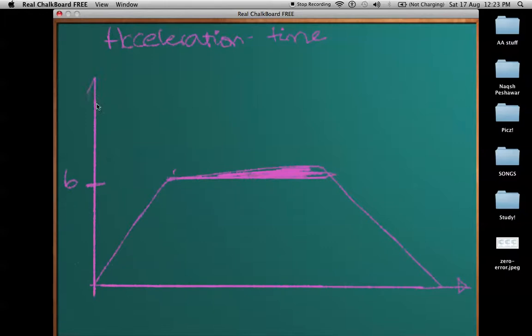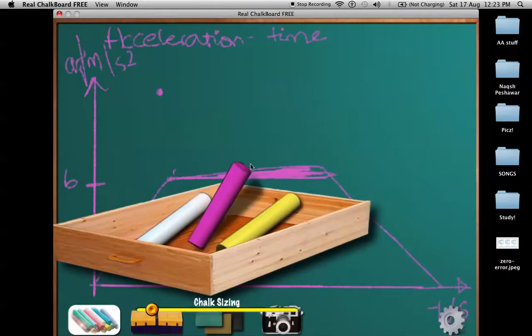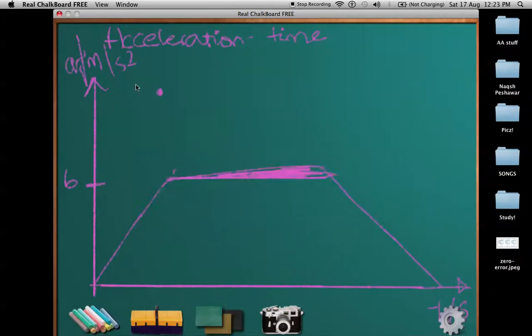For an acceleration time graph, we will have the acceleration on the y-axis. The unit of acceleration we know is meters per second squared. And on the x-axis, again, we have the time in seconds. Now, let's see what it means. This can be a little confusing. Let's see, we have a car here.